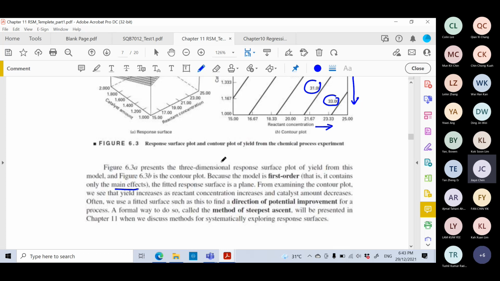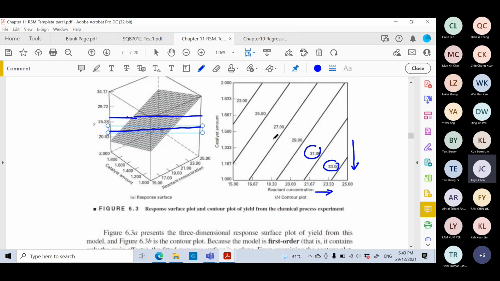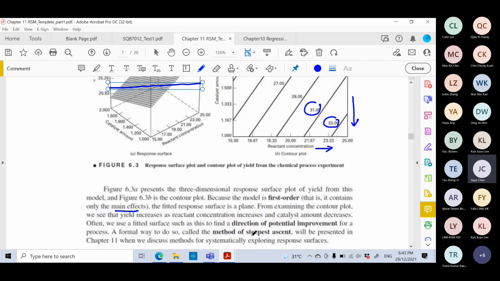Based on this, because we are also interested in looking for the optimal solution, we use the fitted surface such as this to find the direction of potential improvement for the process. A formal way to do it is called the method of steepest ascent. This one I will discuss with you later on. If today we can finish, then I will discuss all these things. We use the technique called the method of steepest ascent or steepest descent to locate the optimal solution, whether it is a maximum or a minimum.